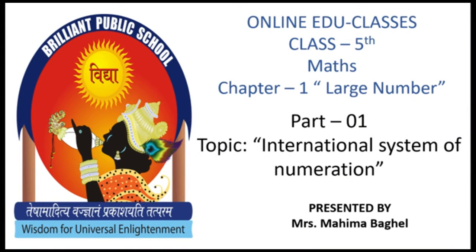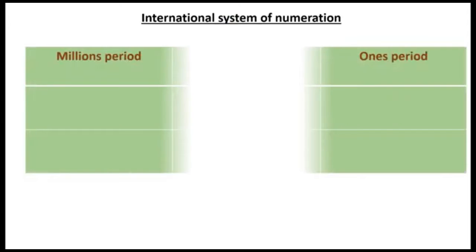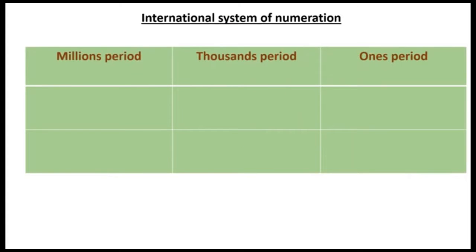Today in our class we will be studying chapter number 1, large numbers, and the topic will be the International System of Numeration. Children, you can see here we'll study 3 periods in the International System of Numeration: ones period, thousands period and millions period. If you want to study up to 9-digit numbers, we'll have to use till the millions period.